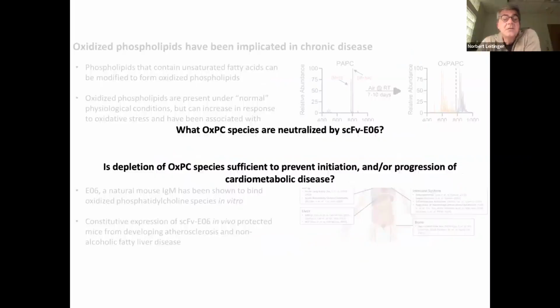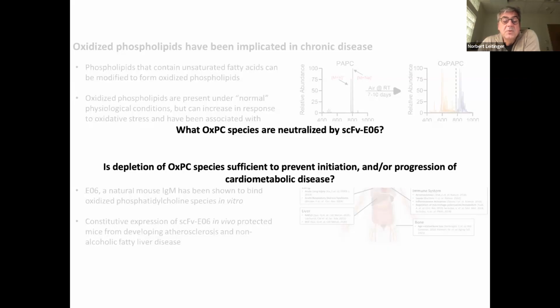But there are several questions that still remained open after that study. Again, in that study, they used the EO6-based ELISA to measure the quantity of the oxidized lipids in the plasma of these mice. And so we were still wondering about what oxidized PC species are neutralized and depleted by the EO6 antibody expression, and whether the depletion of OxPC species would be sufficient to prevent the initiation or the progression of the disease. For example, in cardiometabolic disease or in liver disease, the progression from a steatotic liver into a fibrotic liver. Where do these lipids and which species play a role in the disease process?